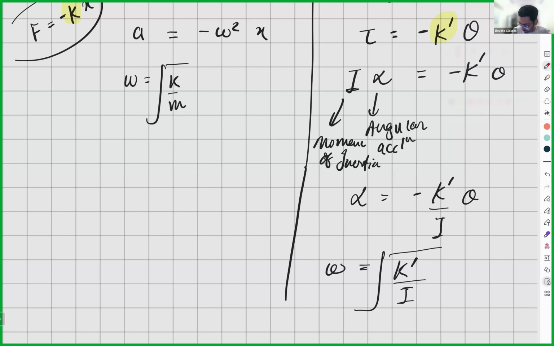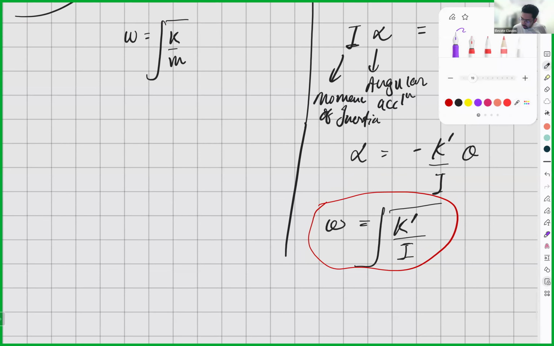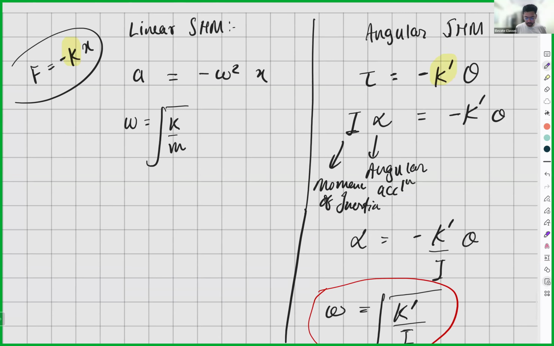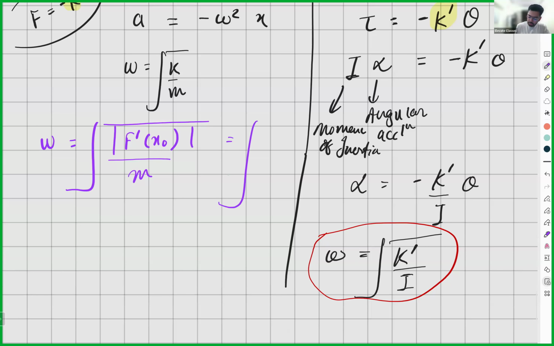Now, if I have to generalize the thing, in the linear SHM case we generalized omega, where omega was the modulus of f dash at x naught, divided by small m. This is how we generalized it. Or we can also say that d square u by dx square at x equal to x naught, divided by m.